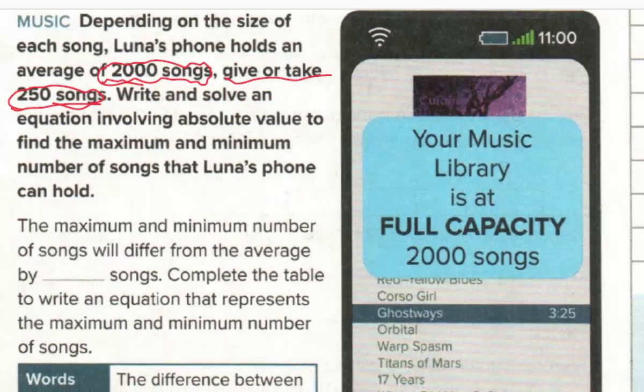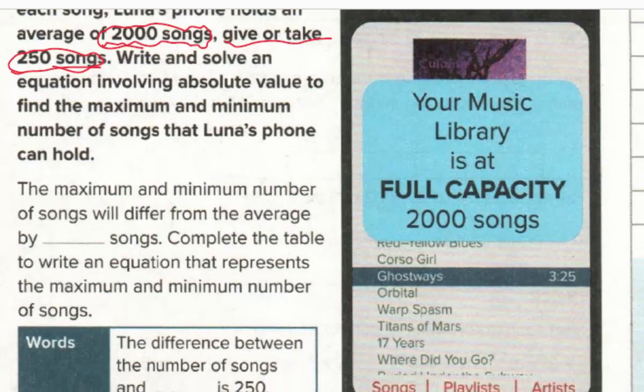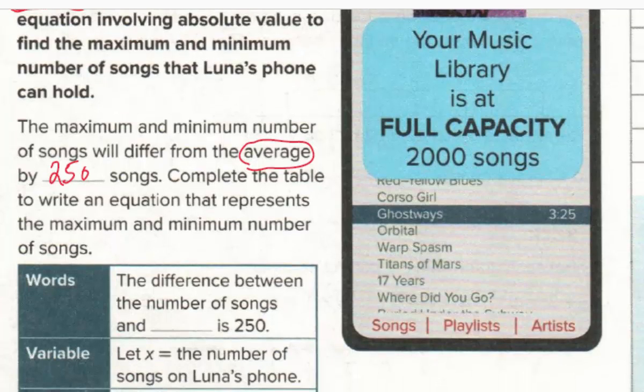Write and solve an equation involving the absolute value to find the maximum and minimum number of songs that our phone can hold. So the maximum and minimum number of songs will differ from the average or the expected value. So average is typically expected value by 250 songs. Complete the table to write an equation that represents the maximum and minimum numbers. So the difference between the number of actual songs and 2,000, so the expected value, is 250. So X is the number of songs, they did say it down here.